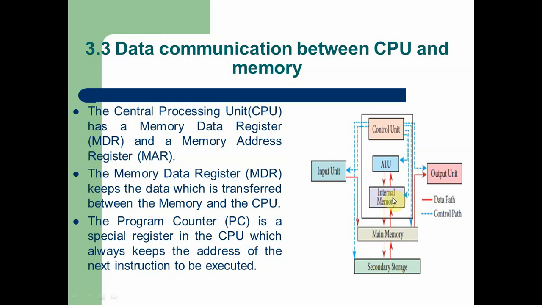Of course we know internal memory is also called register. There are two types of register here. One is MDR, memory data register. Another one is MAR. We will see the function of MDR first. Very simple: this register keeps the data which is transferred between the memory and the CPU. Here memory refers to main memory.